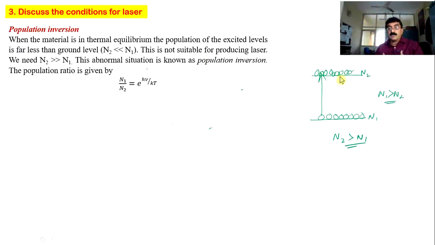When more atoms come down to the ground state at a time, I get more number of photons. Therefore, we need N2 greater than N1. This abnormal situation is known as population inversion. So I want population inversion.